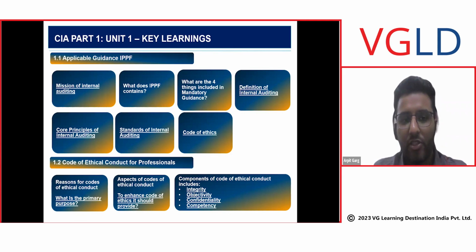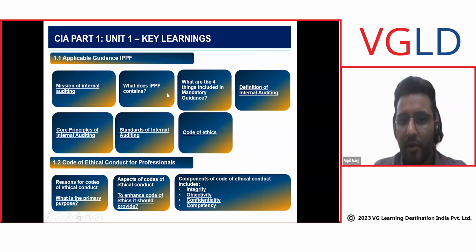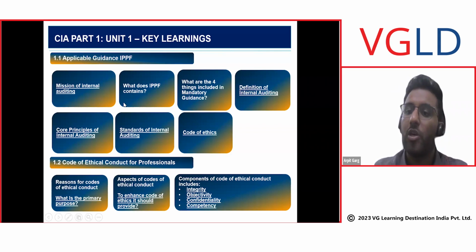So basically, on these two slides, we see that today we are going to learn the mission of internal auditing, what the IPPF contains, what the 4 things are that are part of mandatory guidance, what the definition is, what the core principles are, what the standards are, what the code of ethics is. All that is underlined is very, very important for the examination. So this is how we start, right? Each topic we basically cover by first saying what we are going to learn today.